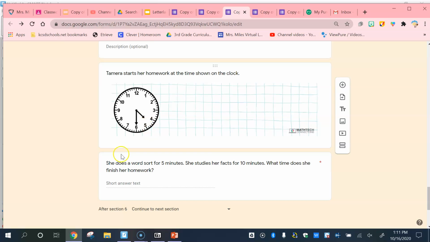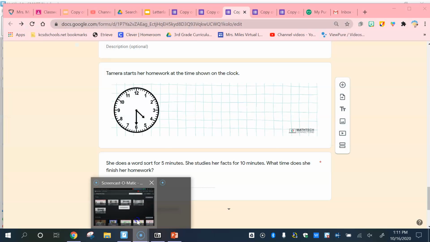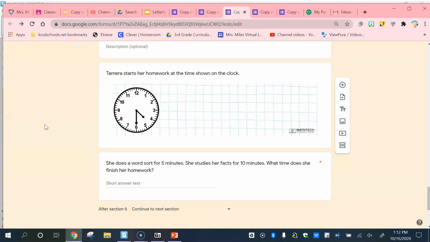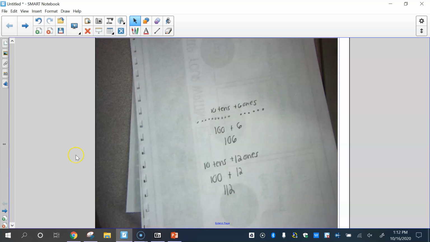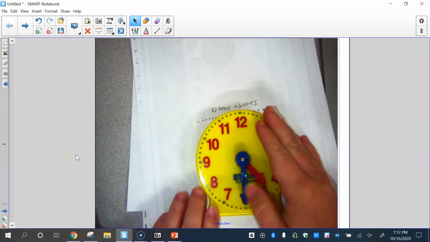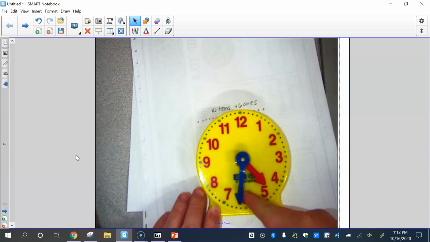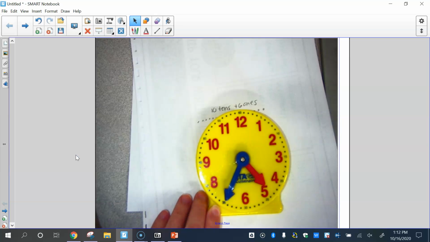She starts her homework at the time below. She does a word sort for 5 minutes, and she studies her facts for 10 minutes. What time does she finish her homework? All right, so I'm going to get our clock set for 4:30. It says she did her word sort for 5 minutes. So I know 5 is from one number to the next. I'm going to move the hand 5 minutes.